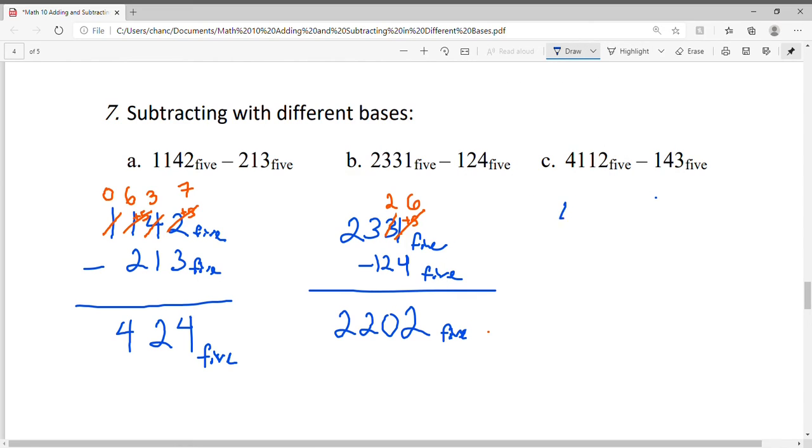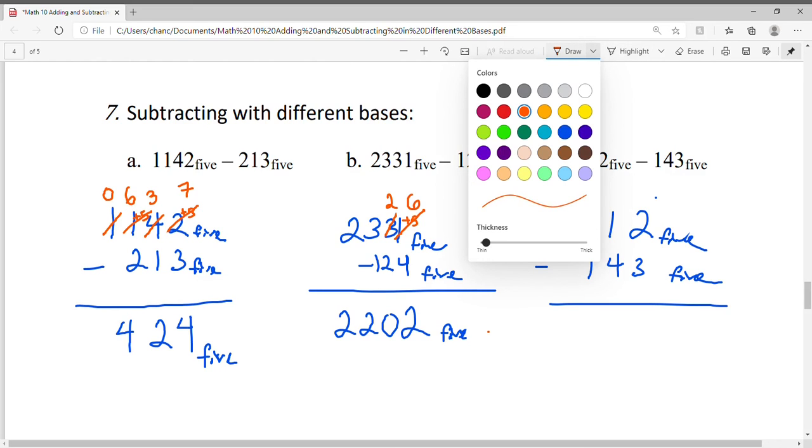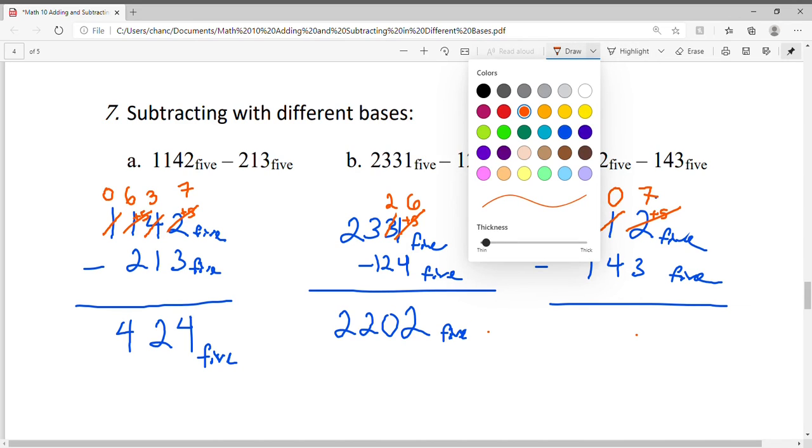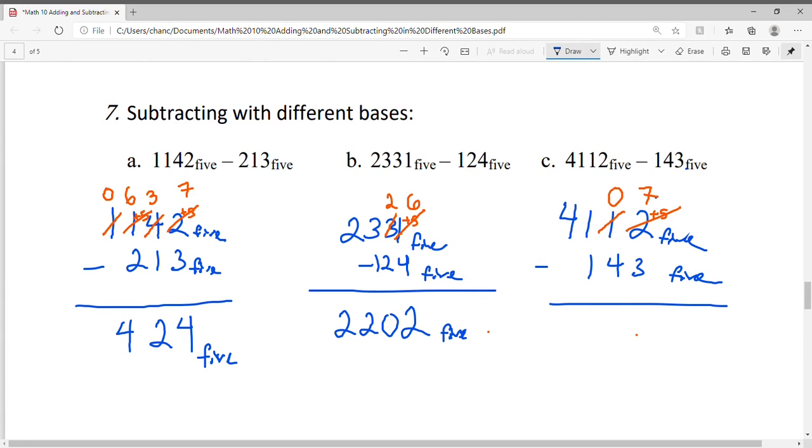For part C, we'll do 4112 base 5. And I'm going to subtract 143 base 5. We cannot take away 3 from 2, so we'll have to borrow from the 1. That becomes a 0. Since this is base 5, I'm going to add 5 to the 2, which makes it a 7. Now we can subtract. 7 minus 3 gives me 4.